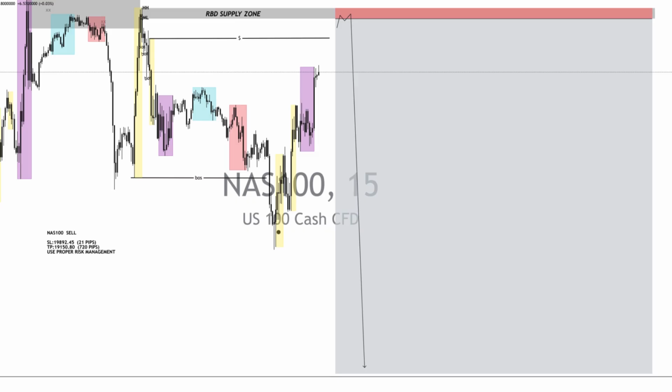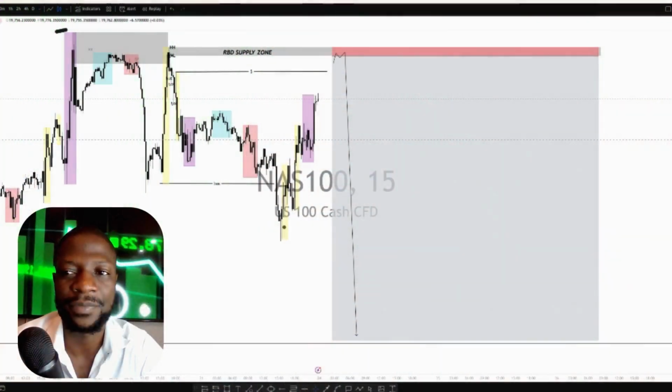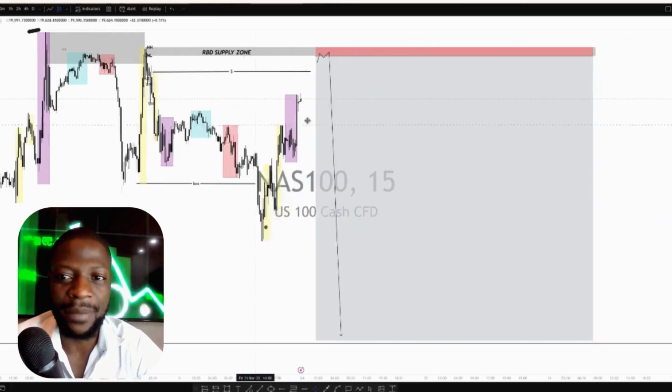I just found a NASDAQ setup that can drop up to 720 pips right here, and in this video I'm going to show you exactly how I found it, why it's a high probability setup, and how you can trade it step by step. All right, so let's get into it right now. So let me show you what is happening right now.